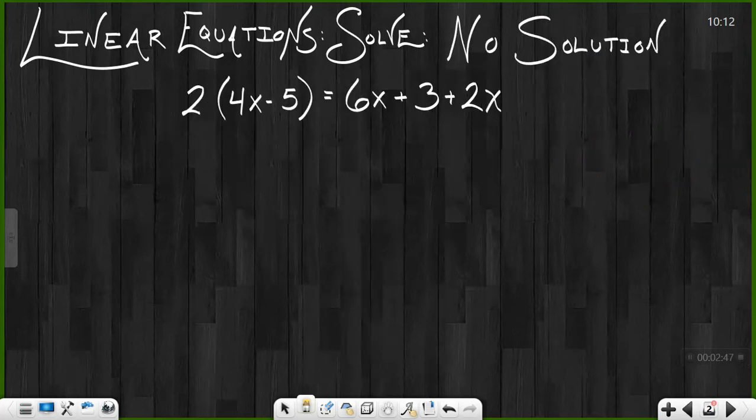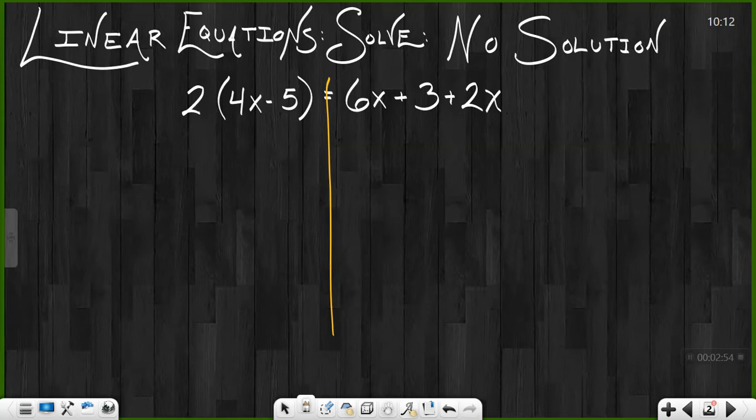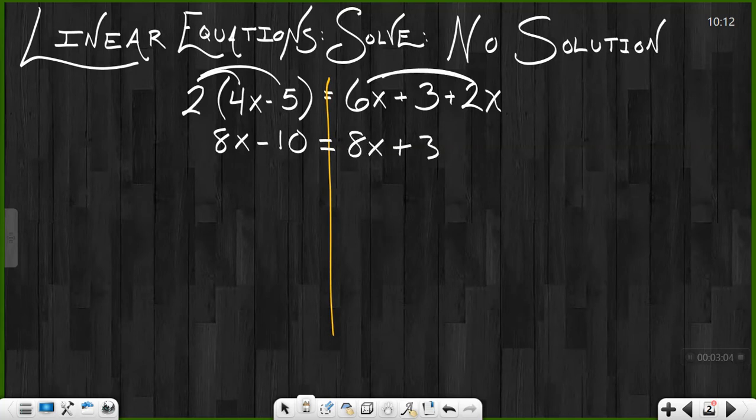But what about this equation? All right, what if I start drawing my line down the middle here? I'll keep that line yellow, and then I'll go back to my white. All right, now if I go ahead and I start simplifying, I'm going to distribute my 2 on this side, giving me 8x minus 10. And on this side, I can combine some like terms, giving me 8x plus 3. And now everything's simplified on both sides, and I can start moving my x's. And I'm going to subtract 8x here from both sides. And notice what happens. When I subtract 8x, these cancel and these cancel, leaving me with negative 10 equals 3.